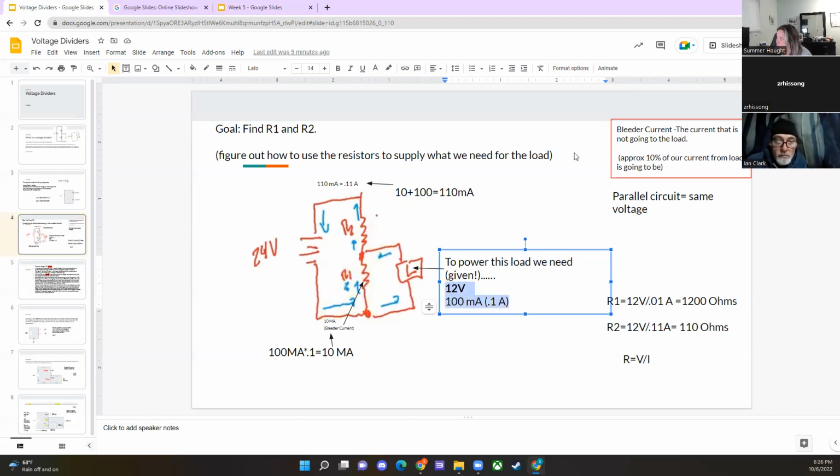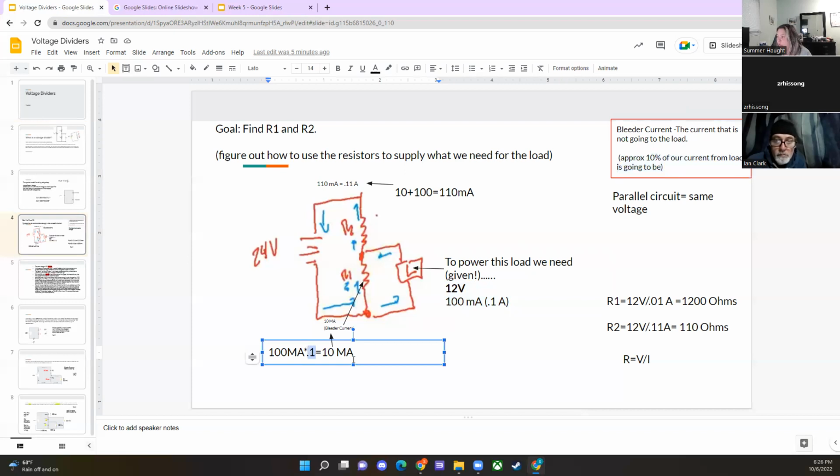Again, we were given this, but knowing that a bleeder current is approximately 10%, we can also determine what the current is here. We can do that by taking 100 mA and multiplying it by 0.1, or 10% in decimal form, to get 10 mA as the current here, or 0.01 amps. And we know that because it's 10% of what the load is.